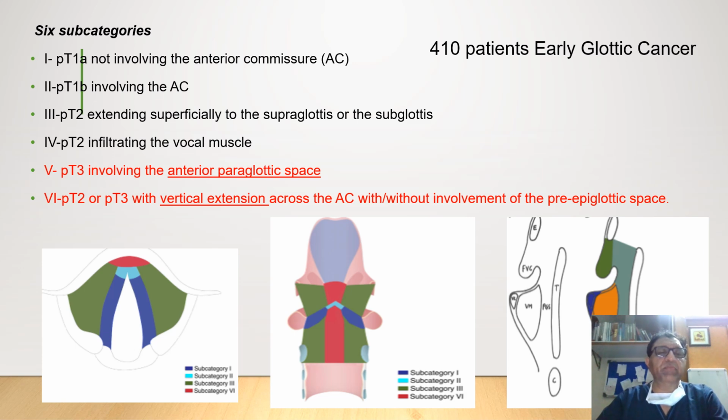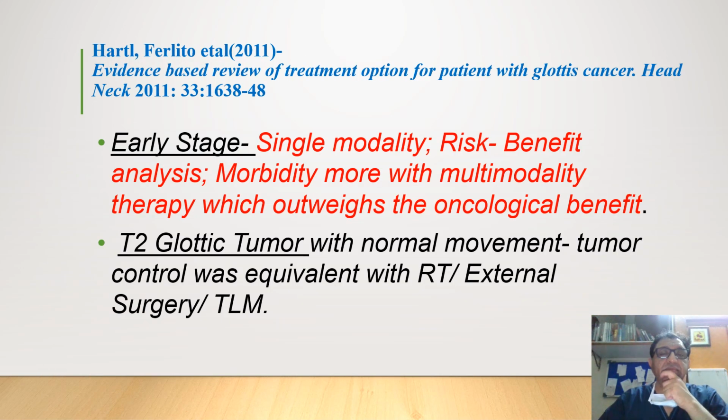Then 5 will be PT3 involving the anterior paraglottic space. And the 6th subcategory is PT2 or PT3 with vertical extent across the anterior commissure, with or without involvement of the pre-epiglottic space. So this is the analysis by Peretti and Piazza. In total they have taken more than 400 cases of early glottic cancers.